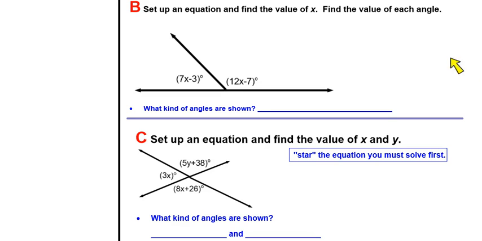All right, for questions B and C, we're going to be setting up an equation. It says set up an equation and find the value of x. Find the value for each equation. We're just going to focus on setting up these problems. Same with C. Set up an equation and find the value of x and y.